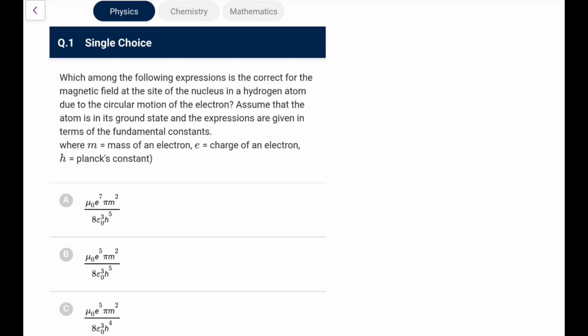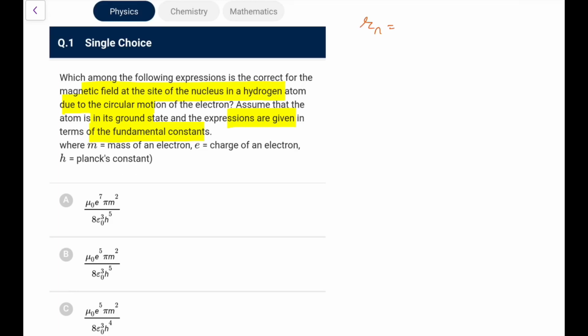Now question number 1: which among the following expressions is correct for the magnetic field at the center of the nucleus in a hydrogen atom because of the circular motion of the electron? Assume the atom is in ground state and the expressions are given in terms of the fundamental constants. For such a question, I'll advise you to just remember these expressions.